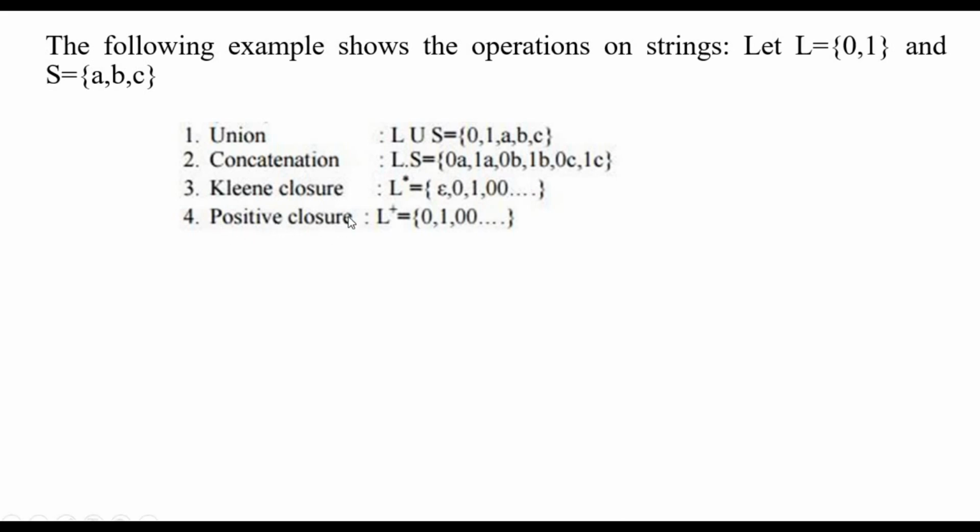Next is positive closure. Positive closure means one or more occurrences of a given set. In this closure, at least a single element must come in the set. Positive closure is indicated by the plus sign. So L plus is either 0 or 1. If it is L power 2, then 00, 01, 10, 11, etc.